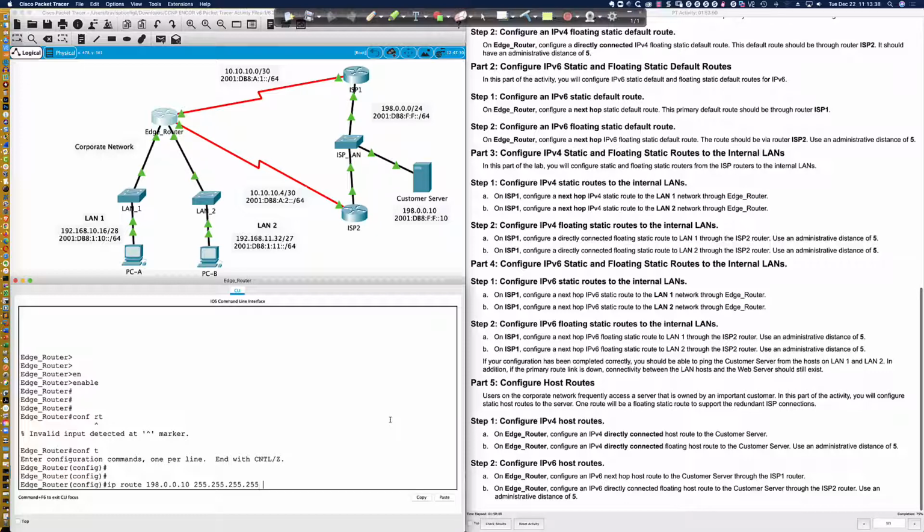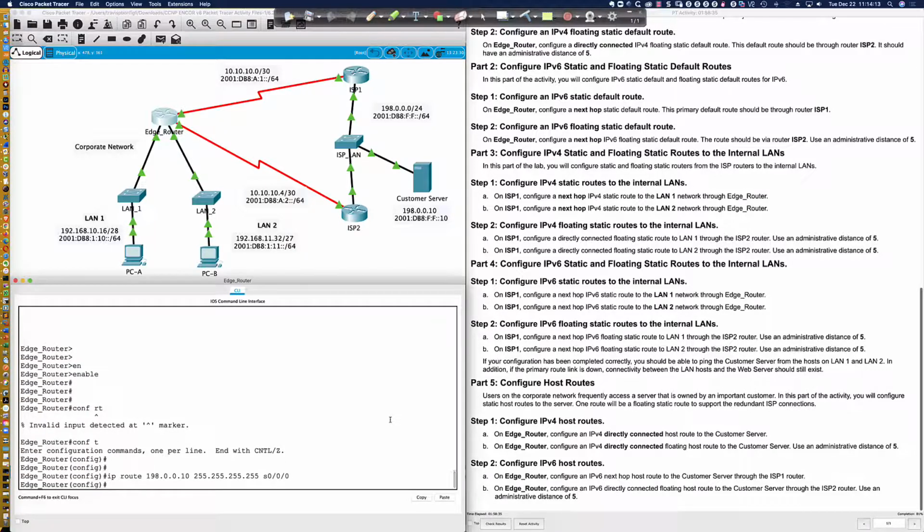All right, and it's going to be directly connected out that serial 0/0/0 interface to the customer server. And it's going to go to ISP. Administrative distance of 5. Okay, we'll find out right here. Because what I'm looking at right now is it says on the edge router, configure the host route to the customer server. It says make it directly connected, but it doesn't say directly connected to ISP1 or directly connected to ISP2. I'm assuming we're following the same thinking that ISP1 is our primary. And our completion percentage, which did increment, is going to let us know that.